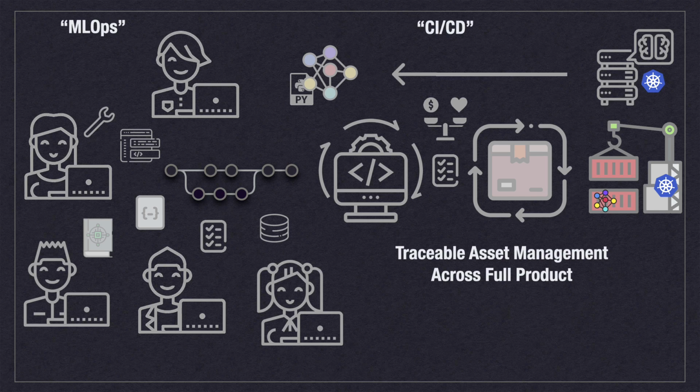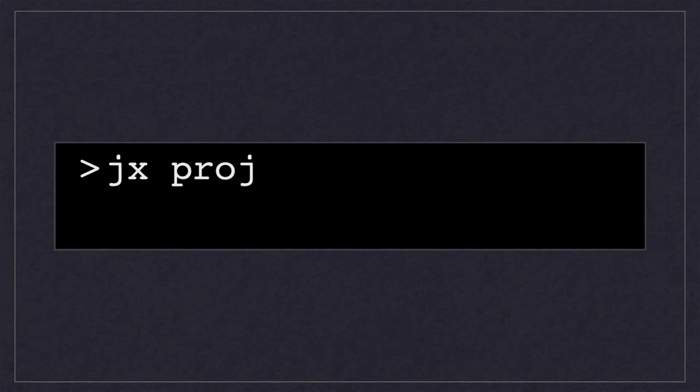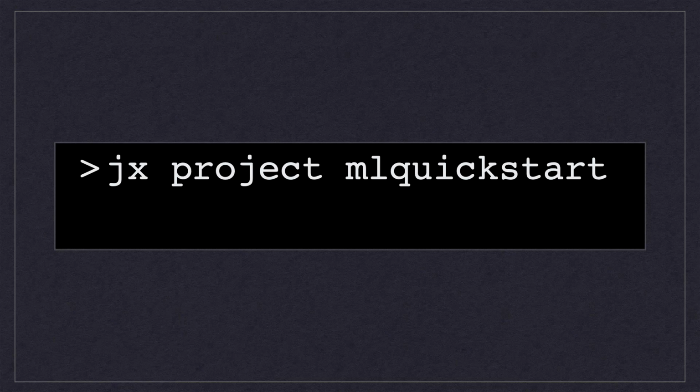So that's the theory. Now, how do we actually deal with that in JenkinsX? Well, it's actually very, very straightforward. In fact, you can do MLOps in JenkinsX by just typing JX project ML quick start.